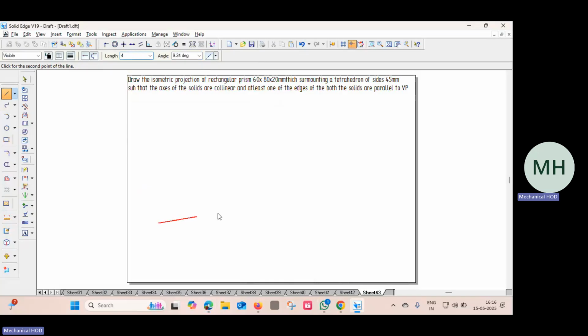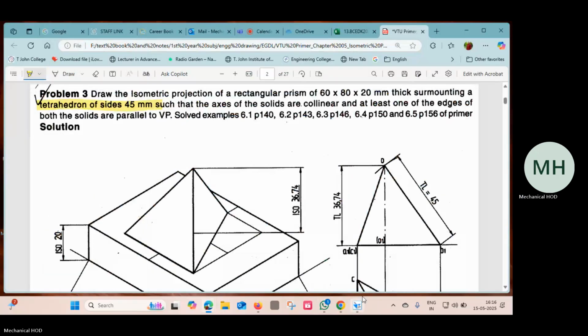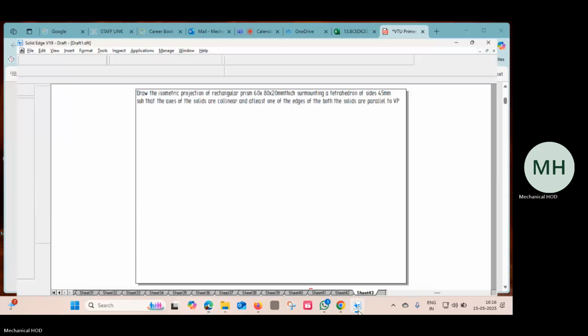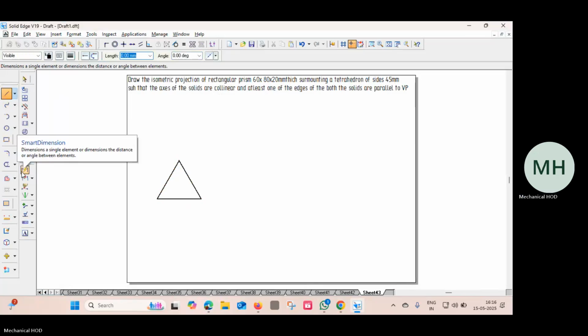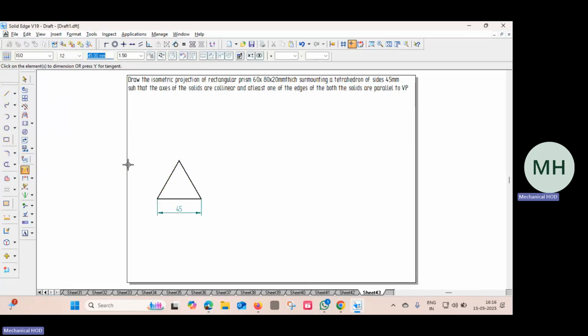First length is 45, angle is 0. Next 45, next angle is 120 degrees. Next length is 45, angle is minus 120 degrees. So this is how we construct an equilateral triangle of 45 mm. Let us show the dimension.